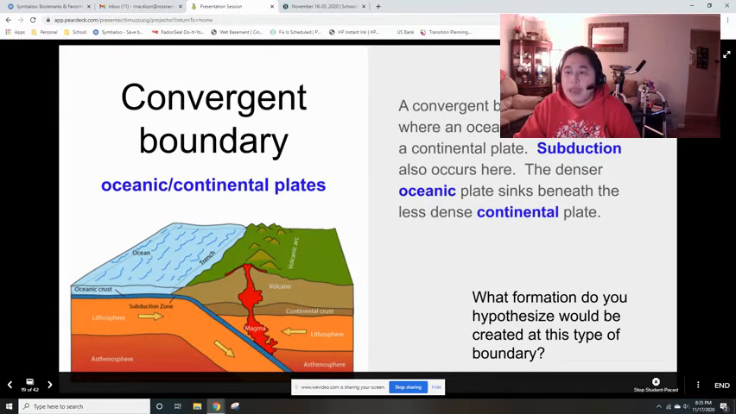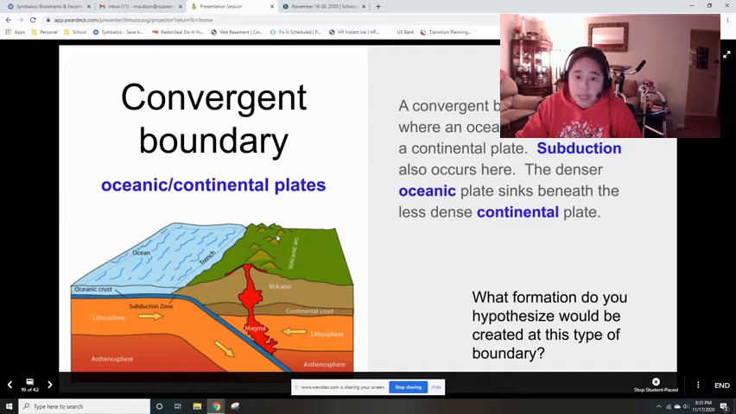Or you can have an oceanic crust sink against a continental crust. So instead of making the volcanoes in the middle of the ocean, you're going to make the volcanoes on land. So this is called a convergent boundary with oceanic and continental plates. So here, a convergent boundary occurs when an oceanic plate collides with a continental plate. So these are two different types of plates. Subduction still occurs here. Since the oceanic plate is more dense, it's going to sink beneath the continental plate. So again, you're going to make volcanoes in this case, but just on top of continental crust.